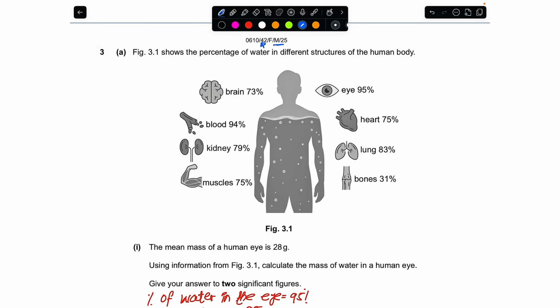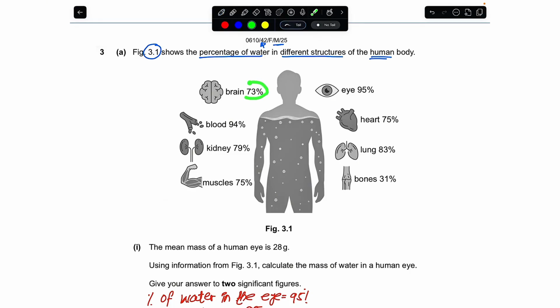If we come here to February-March of 2025, the theory paper variant was 4.2, and for your exam, this was question number 3 with us. It is related to water and the cholera bacteria that cause diarrhea in the alimentary canal. They have given us this figure 3.1, and this shows us the percentage of water that we have within different structures of the human body.